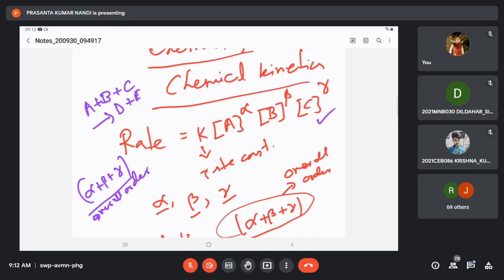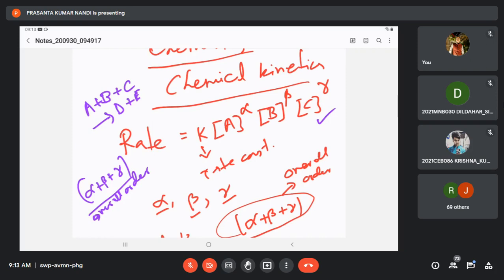But here, at the very beginning, we use the general rate equation. This is rate equal to k into A to the power alpha, B to the power beta, C raised to the power gamma. So this is the general reaction that we have considered. The reactants A, B, and C react to produce products D and E.